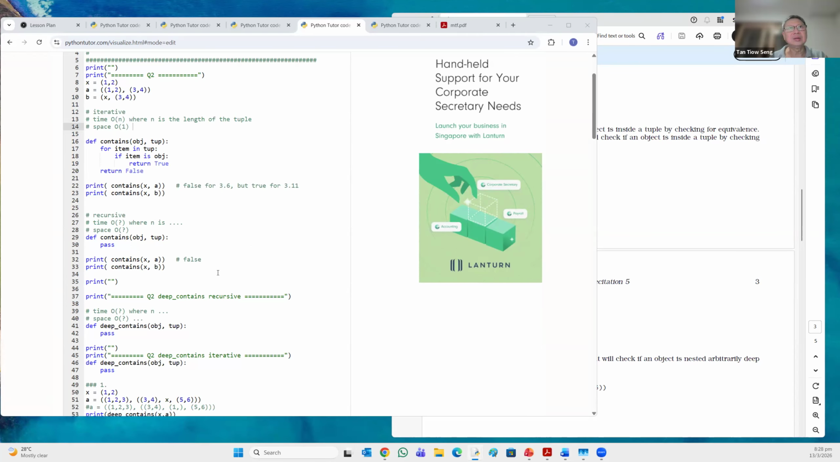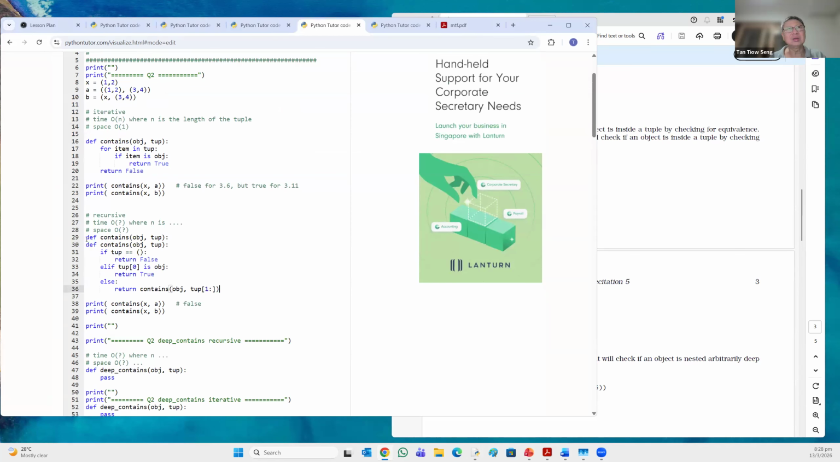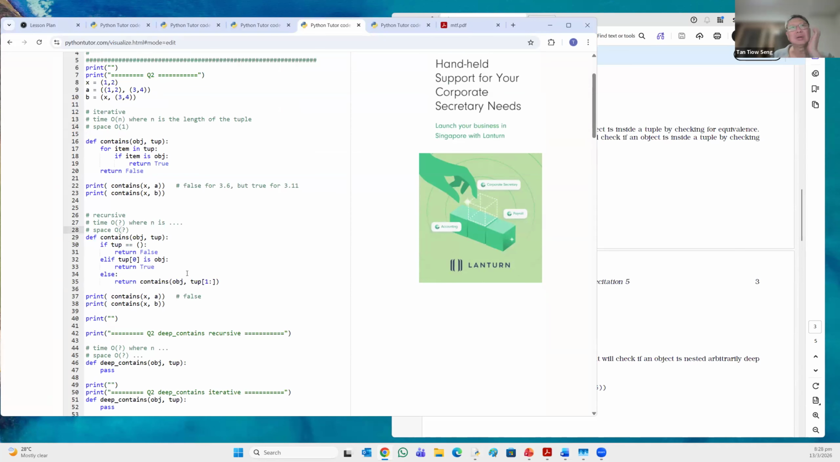Here, the recursive version. All right. So if the tuple is empty, then there is nothing to check against the object, so it's false. Otherwise, you check if the first item of the tuple is the same as the object, you return true. Otherwise, if both are not the case, you have to slice it to get the remaining of the tuple and the object. So what is the time and space? Let's see.